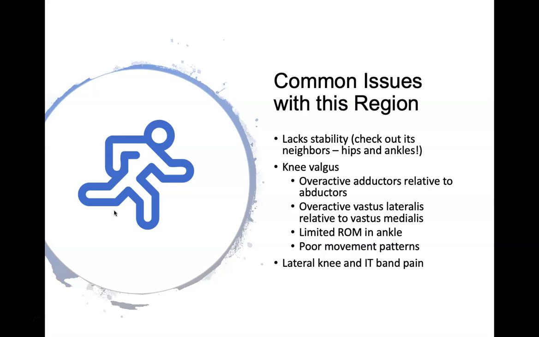So one common issue is called knee valgus, and this is where the knees sort of fall in towards the midline. This is often also referred to as knock knees. So you can probably imagine this, someone whose knees really bow in, either when they're just walking or running, or if they do try to drop into a squat or a lunge and their knees just fall in. So this can be related to a couple different issues. Overactive adductors relative to abductors.